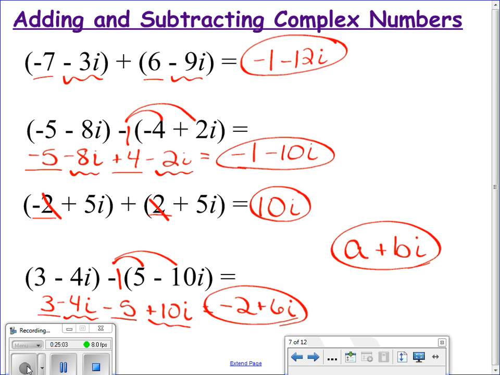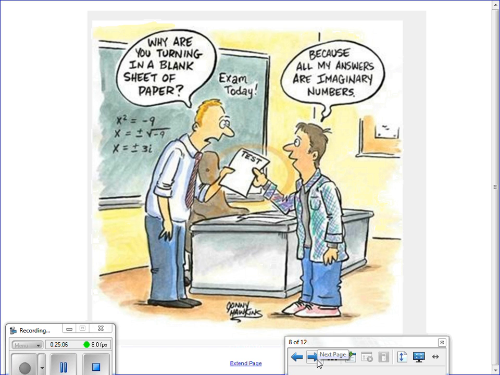All right. So last thing we need to talk about, I love this little joke. I don't know if you guys read it yet. Why are you turning in a blank sheet of paper? All of my answers are imaginary numbers. What do you think, I'm going to grade something like that? So when Ramon turns this in later, what grade am I going to give him? An F. I'm going to give him a big old 0. I'm going to laugh, but I'm going to put a 0 on the top of it. All right, so don't do that.